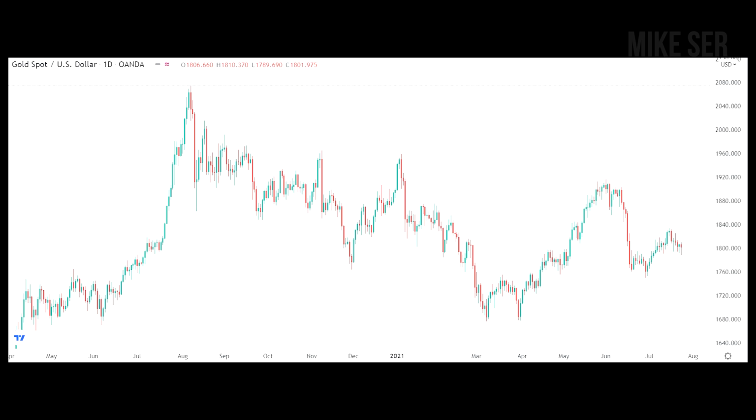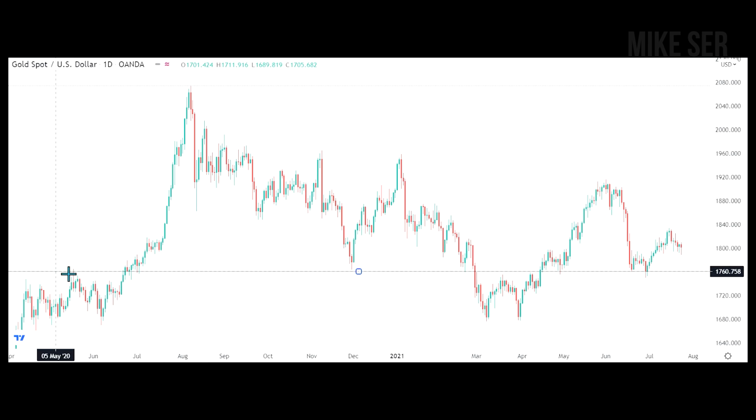Okay, let's choose some random charts and draw some support and resistance levels and see if there's an opportunity to buy or sell a stock. So here's a chart of gold versus the US dollar. So let's look for some support levels here.